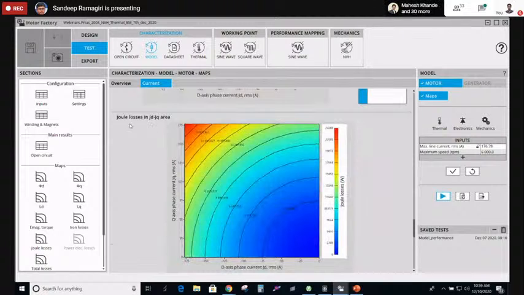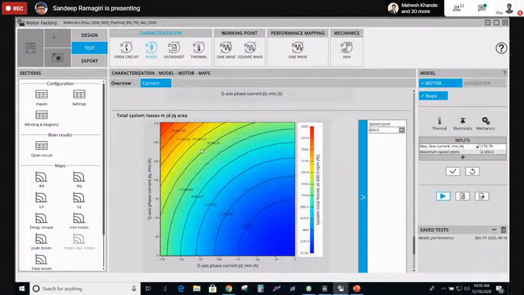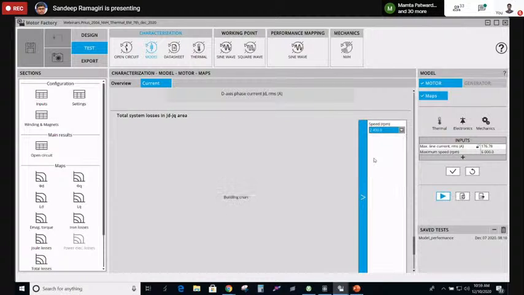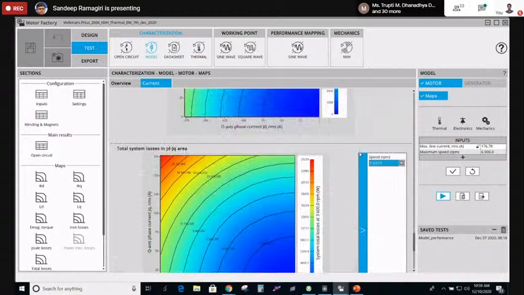And then we can also get the joule losses and the total system losses. Okay, so total losses at different RPMs you can select, and you can see how the losses are distributed on the Id and Iq plane. So this is what we can compute from the motor test.